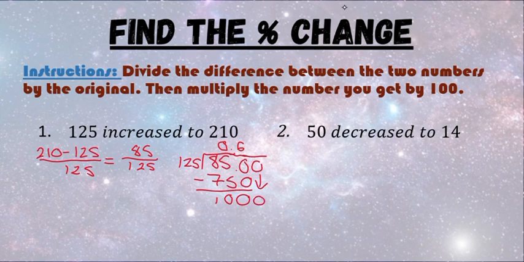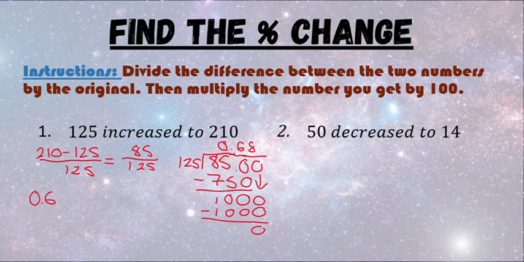Now, how many times does 125 go into 1000? The answer to that is 8. 125 times 8 is 1000. When we subtract these two, we get 0, so this shows that we're done.